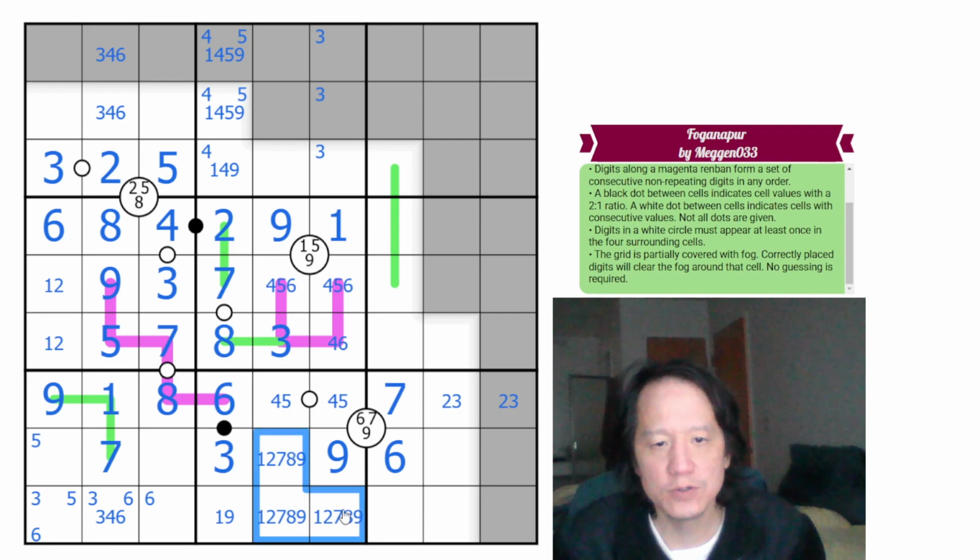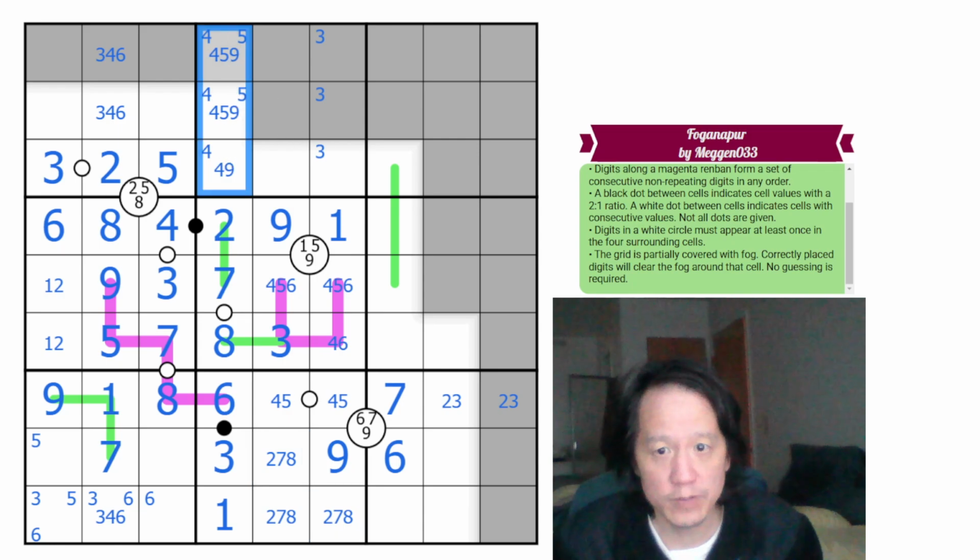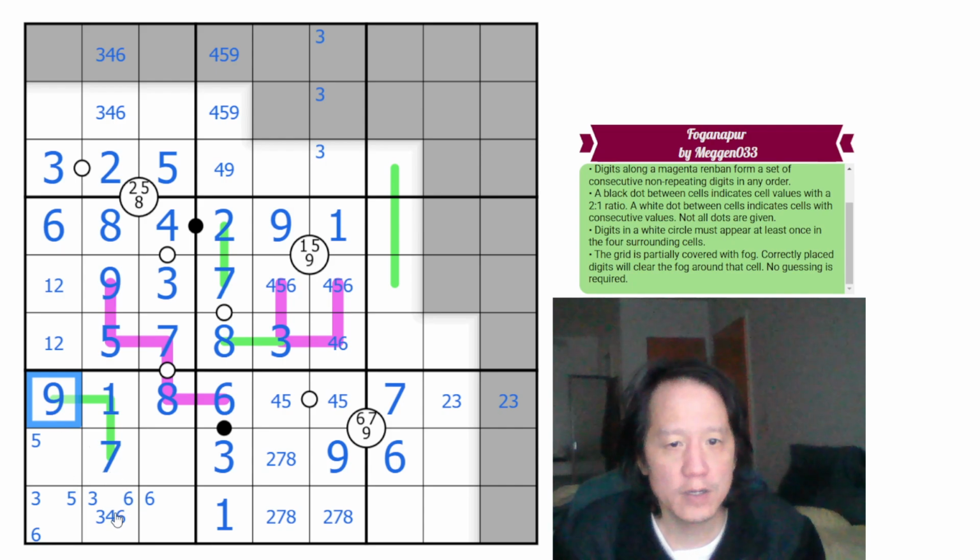There's no 9 in any of these spots, so this can't be 9. This has to be 1. So there's no 1 or 9 here. And these can't be 1 anymore. This can't be 3 or 6. But it still could be 5.